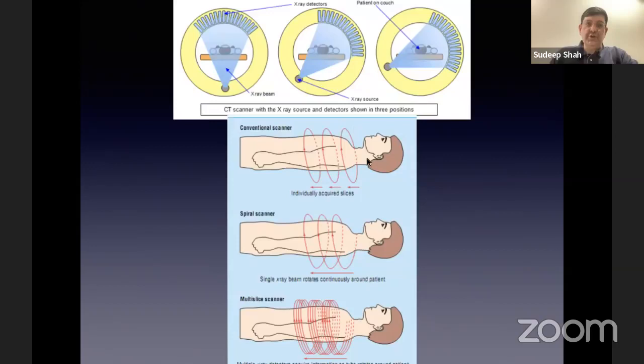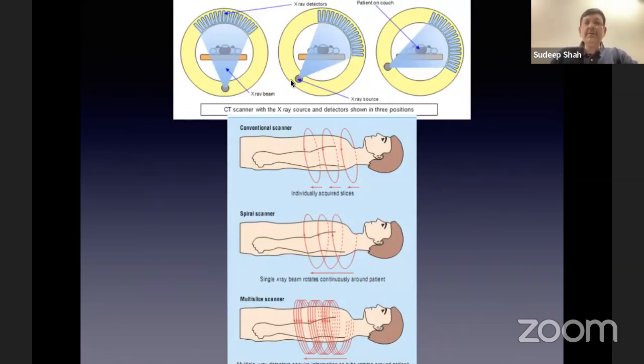And if you remember the original conventional scanners, they would do one slice at a time, and there was a thickness, and then there would be the next slice. We progressed to one single spiral. And now the modern CT machine would be a multi-slice scanner, where you would have many of these spirals going together, which will give you a very rapid and a very quick imaging.